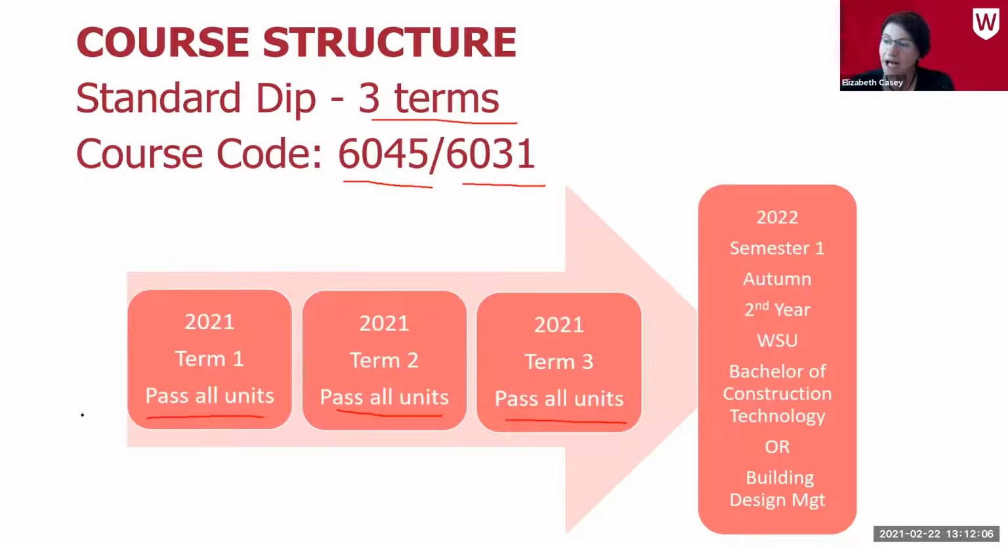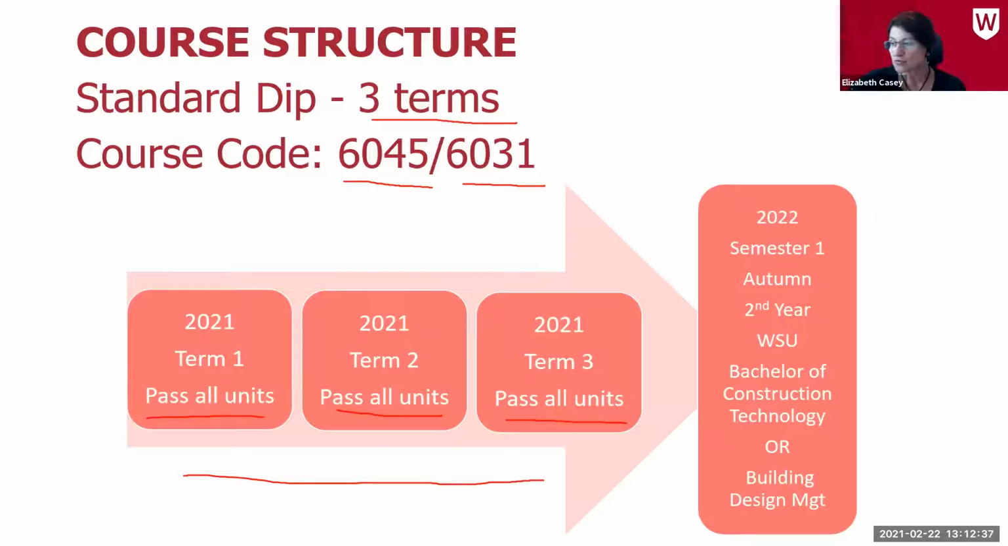And once you've passed all of your first year units, you will transition into second year at Western Sydney Uni in the autumn session of 2022. So in other words, this time next year, you'll be transitioning into second year, which is fantastic news, isn't it? Effectively, students in these courses aren't really behind at all in terms of when they start second year, okay?